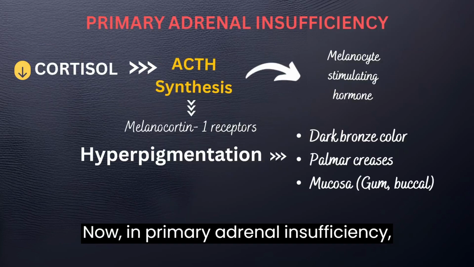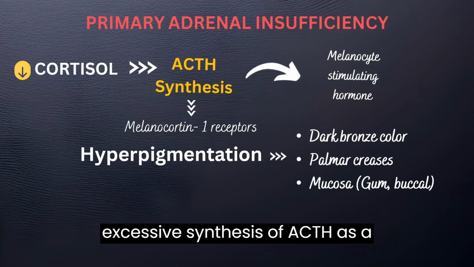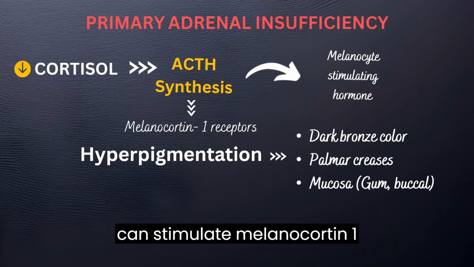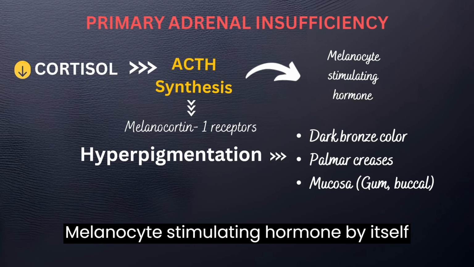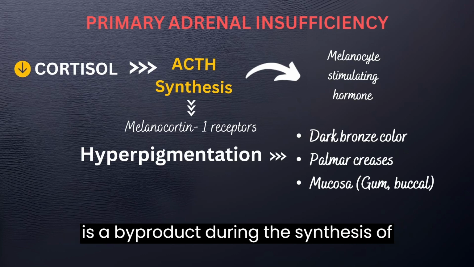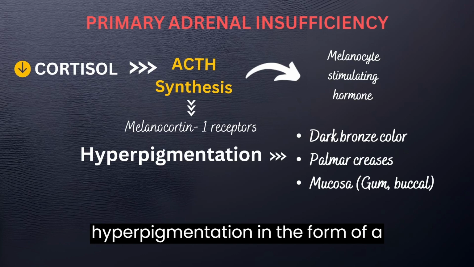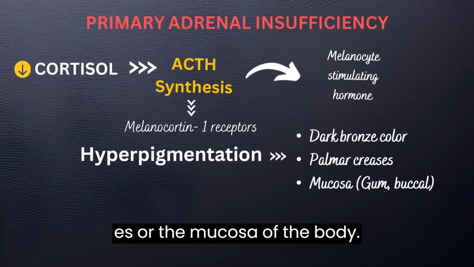Now, in primary adrenal insufficiency, the low cortisol state leads to excessive synthesis of ACTH as a feedback mechanism. ACTH in excess can stimulate melanocortin 1 receptors and cause hyperpigmentation. Melanocyte stimulating hormone by itself is a byproduct during the synthesis of ACTH, which can also cause hyperpigmentation in the form of a dark bronze color in palmar creases or the mucosa of the body.